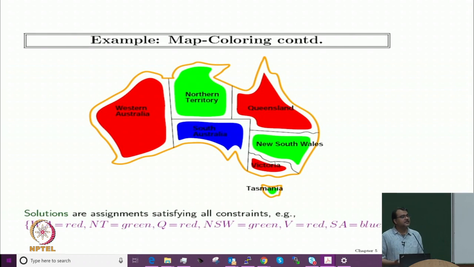And this is one possible solution to the problem. You label color Western Australia red, Northern Territory green, South Australia blue, and so on and so forth, and this is my solution. The solution is a specific assignment to each variable such that all constraints are satisfied.